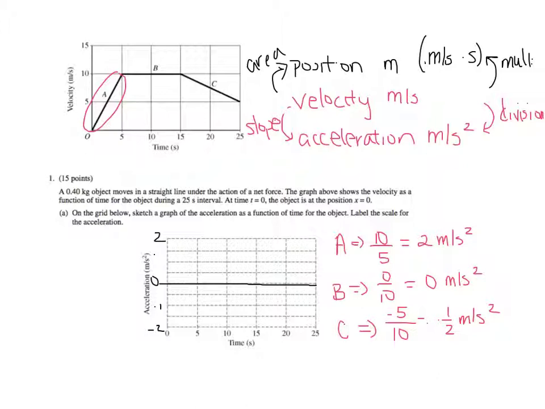Alright, so for the first 5 seconds, we are going 2 meters per second squared. So it's up here. That's section A. And then for section B, we're going 0 meters per second squared, and that's right here. And then for section C, we're going negative 1/2 meters per second squared. That's section C. Well, that's it for this part.